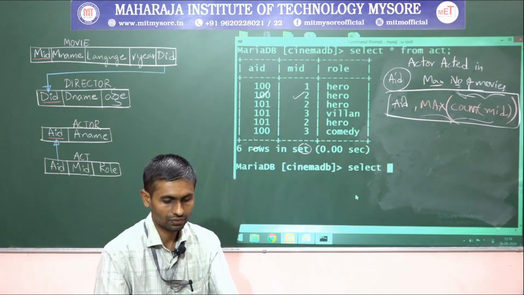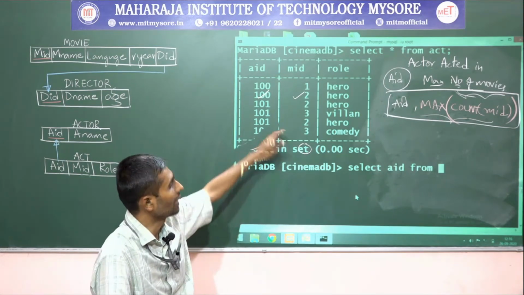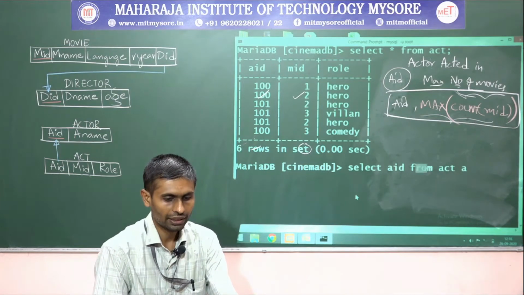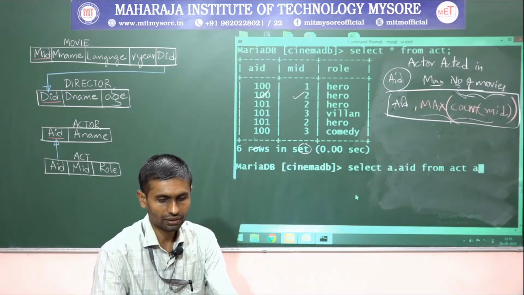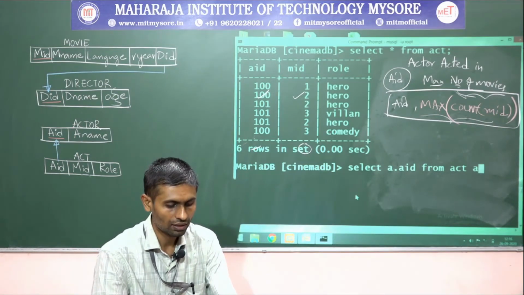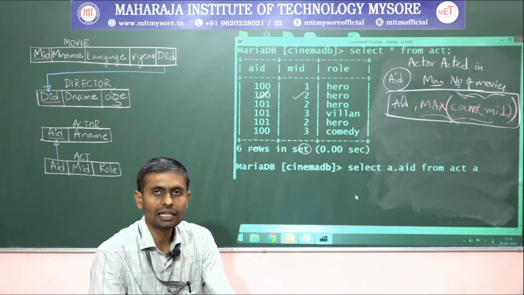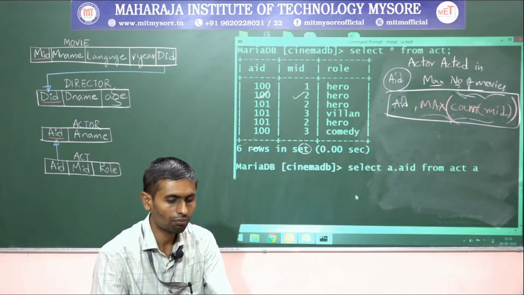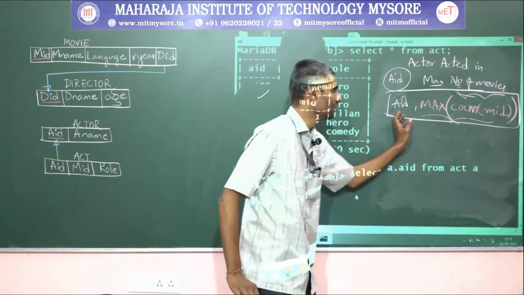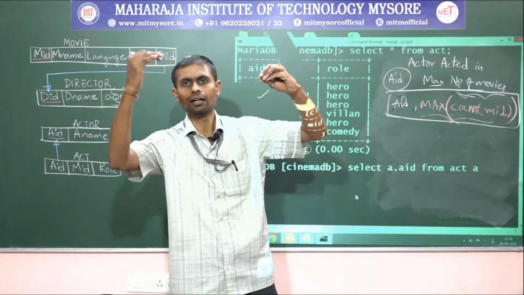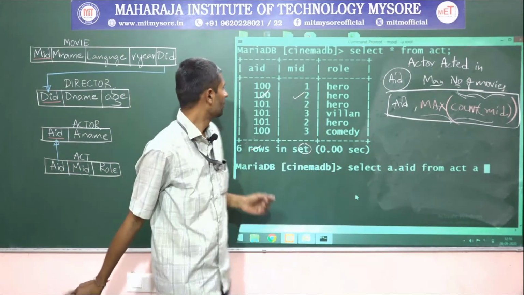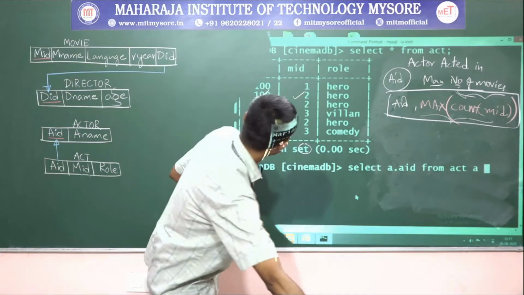So select AID. Which table is required? To solve this, the act table. Let me write act A dot AID. Then after this, is there any condition to check, any where? No conditions to check. But to get the number of movies each actor acted in, we have to group based on what?